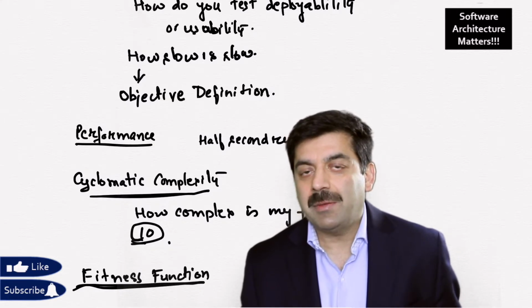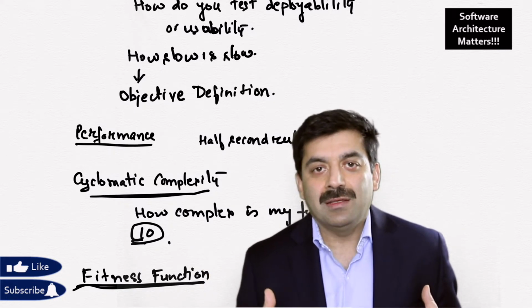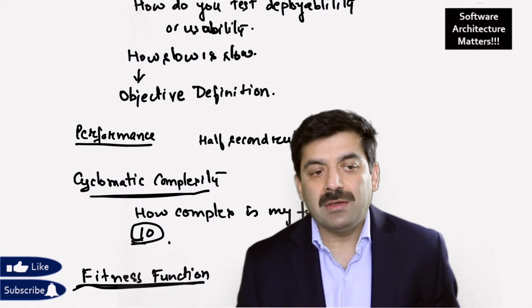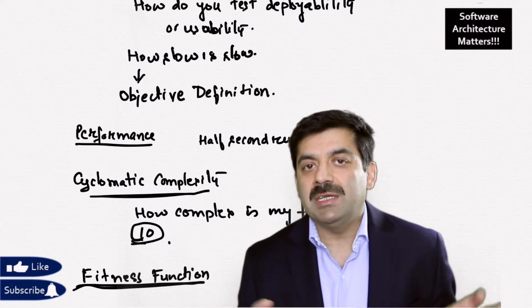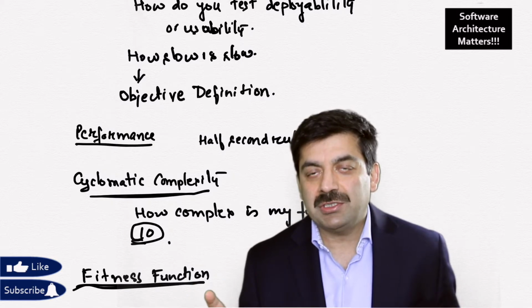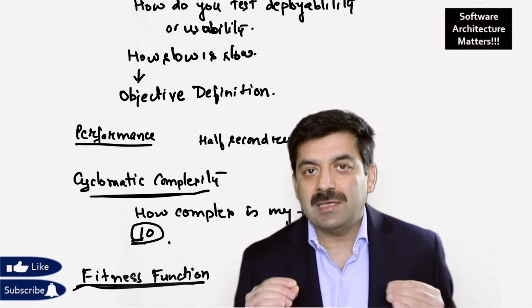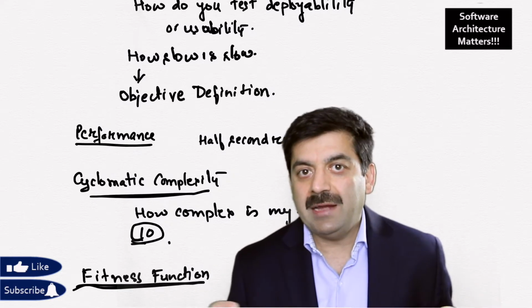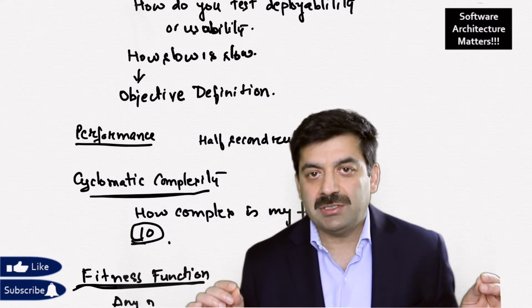Then cyclomatic complexity. I created another video on cyclomatic complexity. Cyclomatic complexity is how difficult your code is, how many if-else statements there are. If you have cyclomatic complexity of more than 10, something is wrong, and you need to refactor your function. Automated unit tests can help you reduce cyclomatic complexity. Again, you can set 10 as the cyclomatic complexity limit to come up with a fitness function.